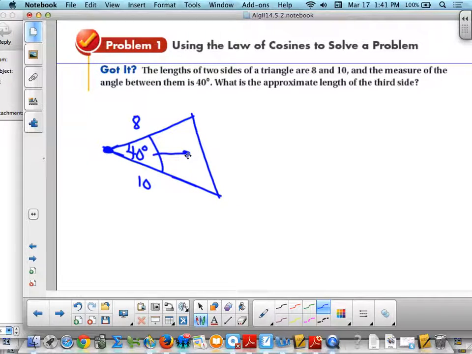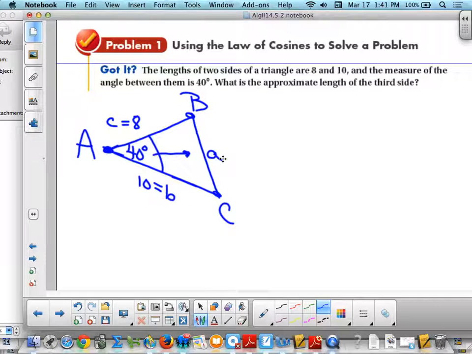Now, wouldn't it be nice if we had letters? Can we just throw some letters in? Call this A, B, C. Just throw some letters in. What is 8? C. What is 10? B. What are we looking for? Side A. Okay, now that I've put that down, can you write the formula down that we're going to use?